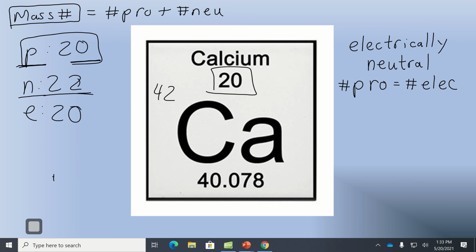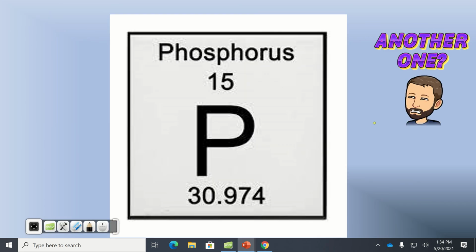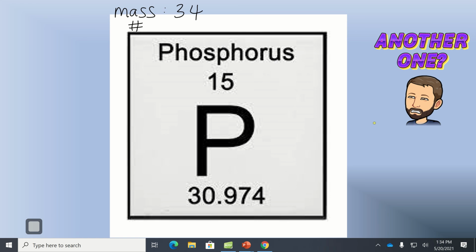So let's do another one with phosphorus. Let's say, for instance, that phosphorus has a mass number of 34. And I want to know the protons, neutrons, and electrons for phosphorus. Well, right here, 15, what's that? That's the atomic number, and the atomic number is the number of protons. Because I'm assuming that this is electrically neutral for right now, I also have 15 electrons.